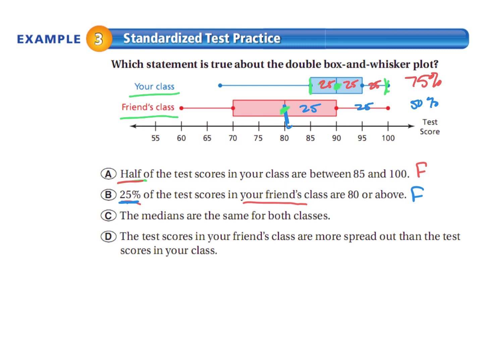Here's my median for my friend's class. They are not the same. That is false. So let's look at the last one. The test scores in your friend's class are more spread out than the test scores in your class. Take a look at the spread on your friend's class. They start way down here at 60 and they go up to 100, where yours starts about 67 and goes up to 100. So yes, they are more spread out. So letter D is our answer.